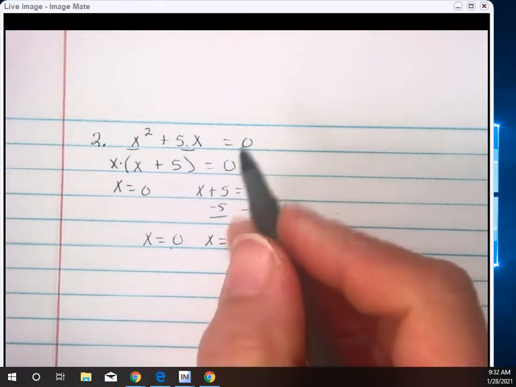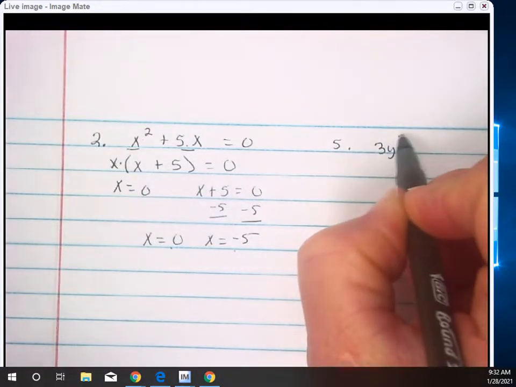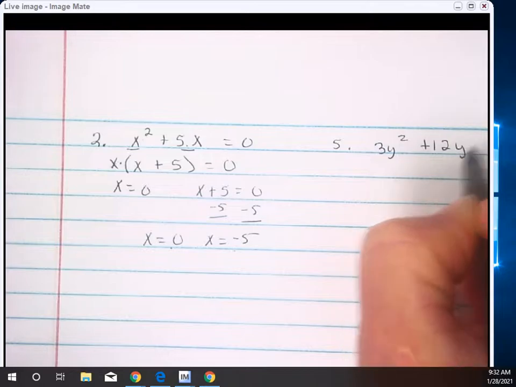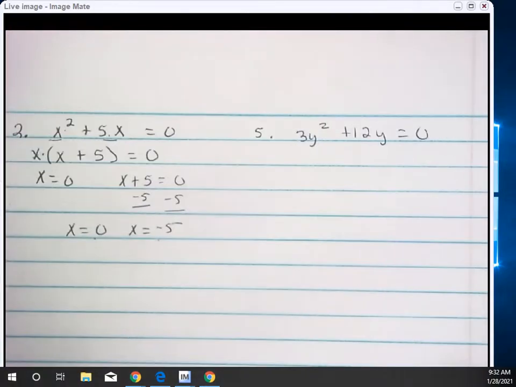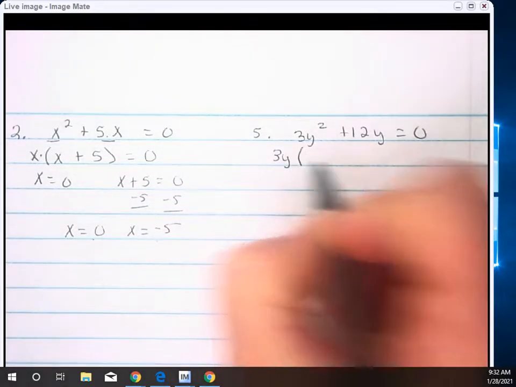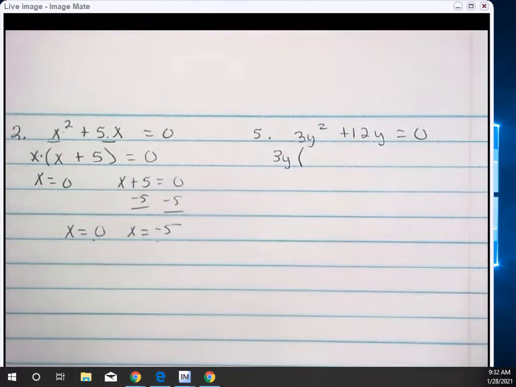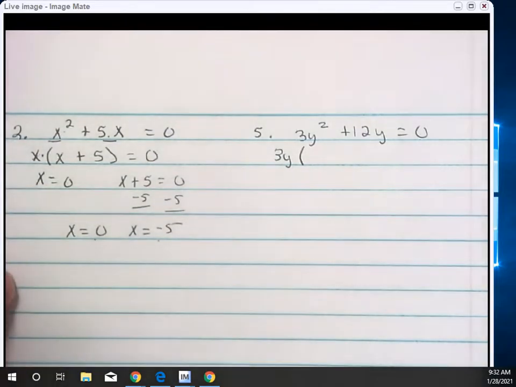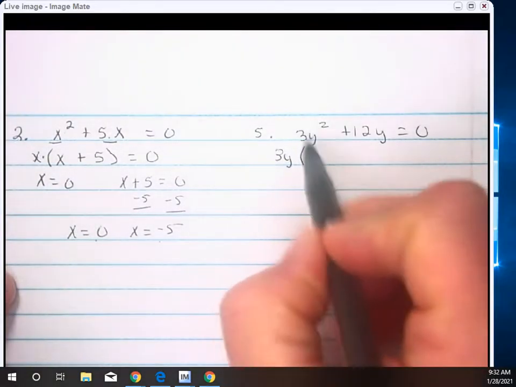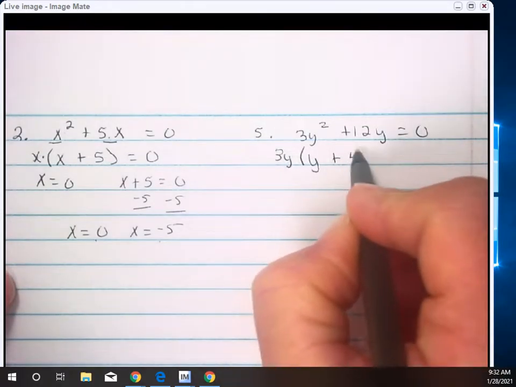When we move along, we have to look at both the variable and the number. So we still have a binomial. So the greatest common factor is a 3 and a y. And remember, if you can't remember, you can always use the calculator where it has greatest common denominator to find the greatest common factor in 3 and 12. Okay, so 3y squared divided by 3y is y. 12y divided by 3y is 4.